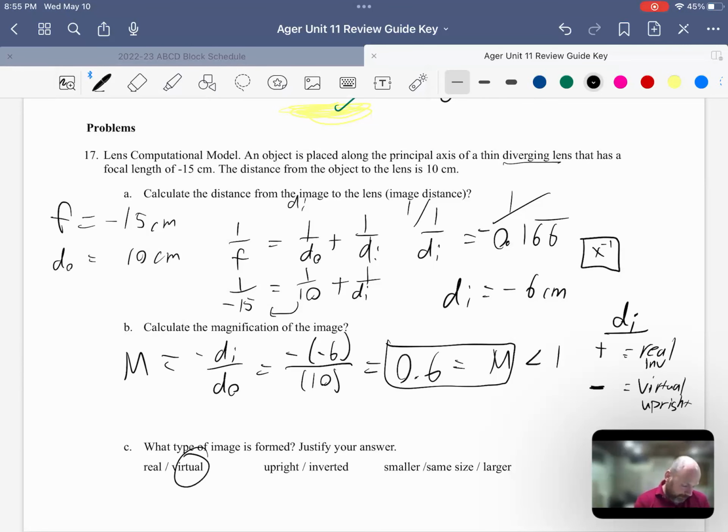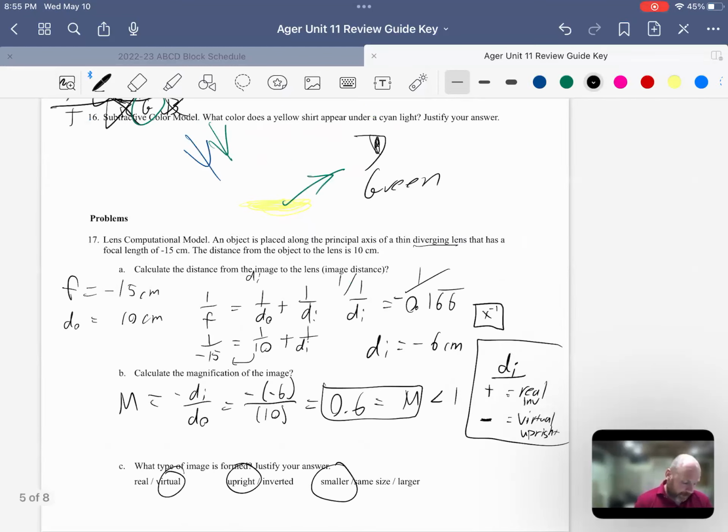So it is a virtual image. It's upright. And its magnification is positive, which confirms that it's upright. And it's less than 1, so it is smaller than it was. Right? So you can kind of put that together, but want to know that little thing right there.